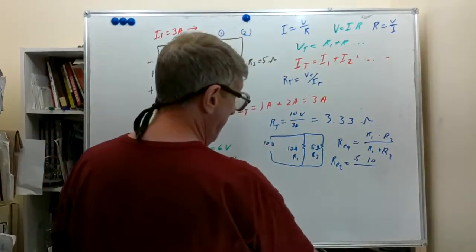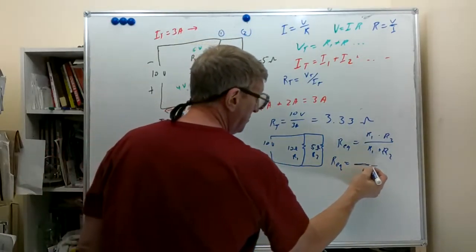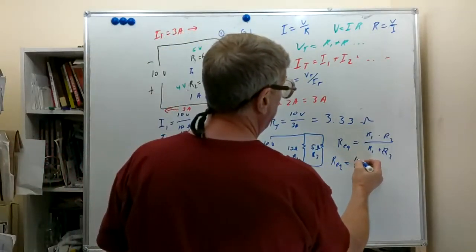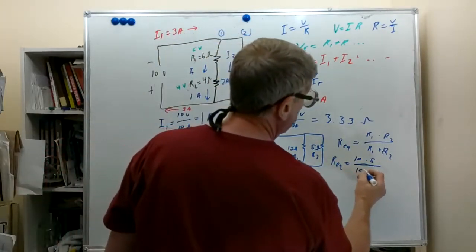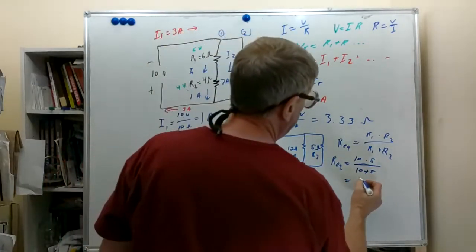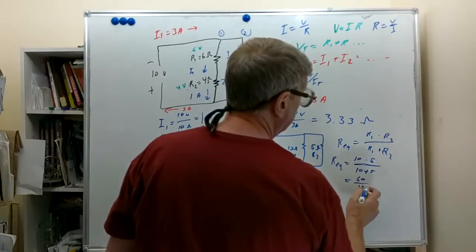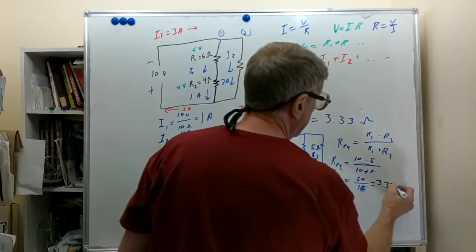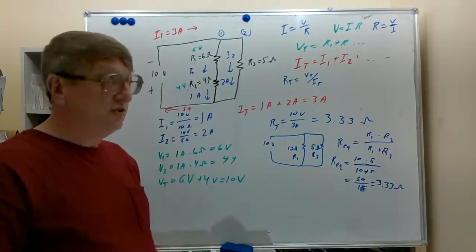Let's change the order so they match the way they're written, not that it matters. Addition and multiplication are both commutative, so order doesn't matter, but let's put them in the order I've drawn them. 10 times 5 and 10 plus 5. So we end up with 10 times 5 is 50, and 10 plus 5 is 15, which also works out to 3.33 ohms. And that's good news. We don't like to do a problem 2 different ways and get 2 different answers.